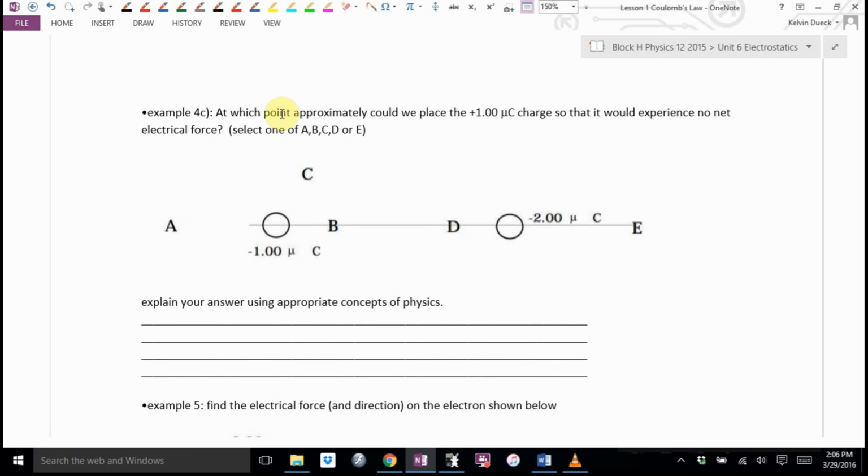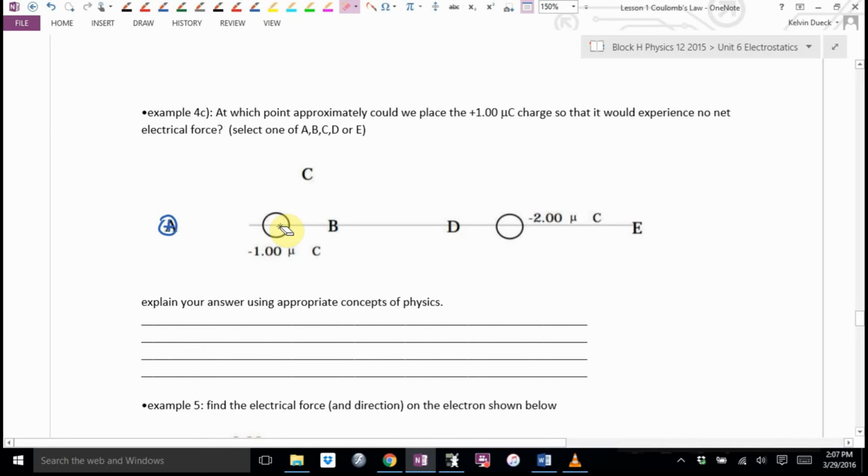Example 4. At which point, approximately, could we put a positive 1 Coulomb charge so that it would experience no net force? Select one of A, B, C, D, or E. Okay. I think what I'm going to do is just try each location. So in location A, suppose I put a little positive charge right there, 1 microcoulomb.